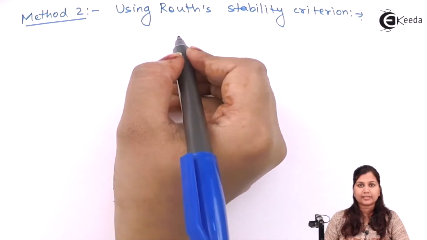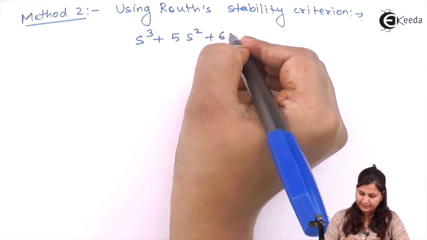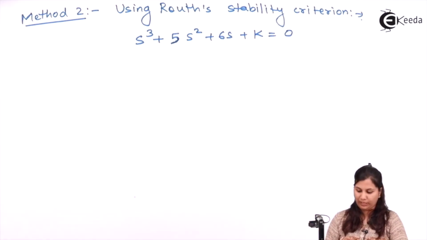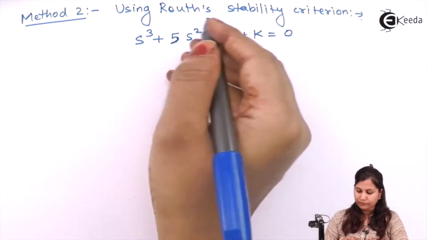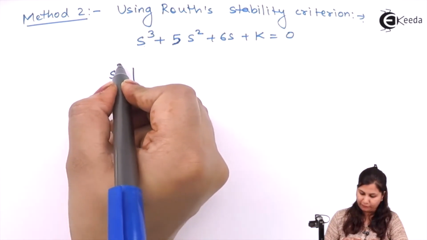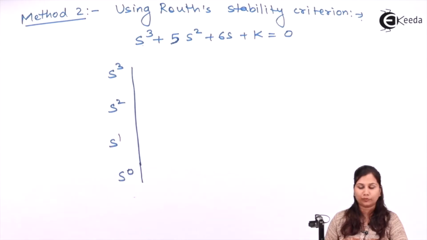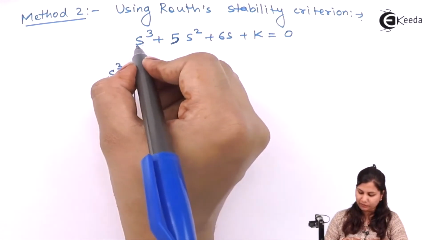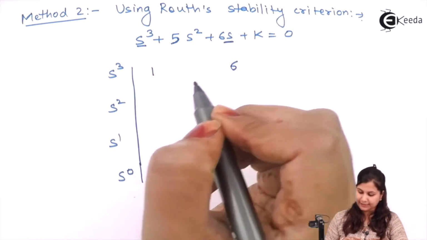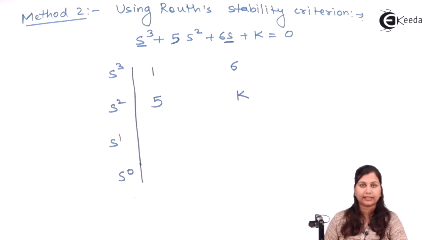The characteristic equation which we have obtained was s cube plus 5s square plus 6s plus K equals to 0. This was our characteristic equation. So form the Routh array. Here the highest power of s is cube, so we will start from s cube, then s square, then s1, then s to the power 0. The coefficient of s cube is 1. Then we have the other odd term coefficient, that is the s to the power 1 coefficient, 6. Now the s square coefficient is 5 and the s to the power 0 coefficient is K.